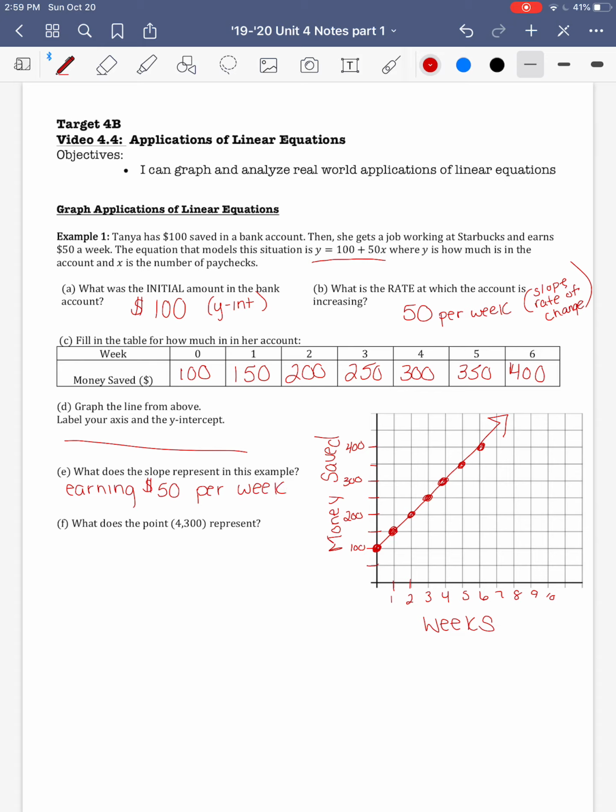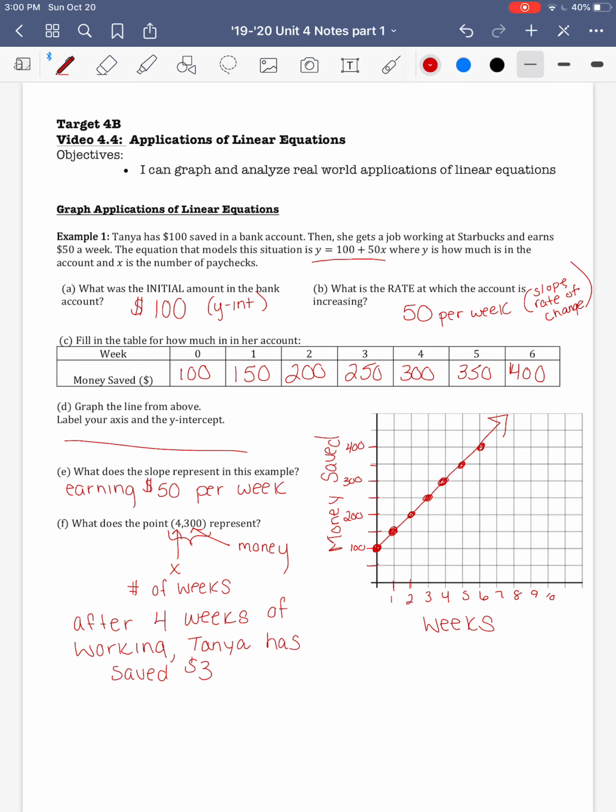Well, what does the point (4, 300) mean? So remember, 4 is your x value, so that is the number of weeks. And the 300 represents your money. So in a complete sentence, I would say, after 4 weeks of working, Tanya, right? That's her name. Tanya has saved $300, or has $300 in her account.